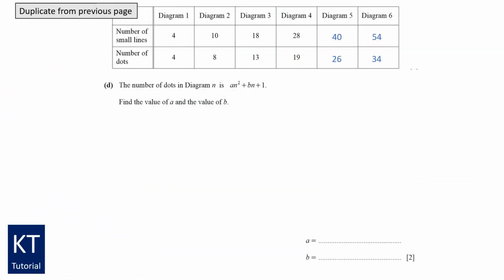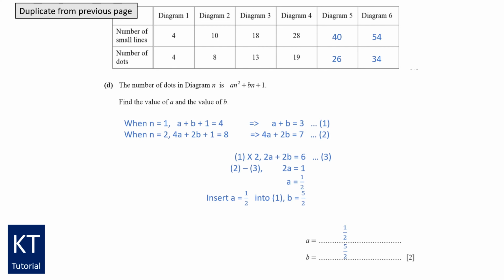Next, the number of dots in diagram n is an squared plus bn plus 1. Find the value of a and b. For the question, we'll need to combine data from the table with that of the expression. Having said that, when n is 1, the expression is equal to 4, and when n is equal to 2, the expression is equal to 8. This forms the first two sets of simultaneous equations. We'll next go on to solve the simultaneous equations to get a being equal to half and b being equal to 5 over 2.